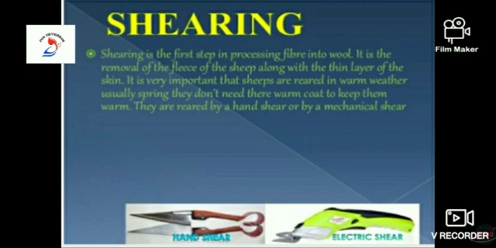It is the removal of the fleece of the sheep along with a thin layer of the skin. It is very important that sheep are sheared in warm weather, usually spring, because they don't need their warm coat to keep them warm. They are sheared by a hand shearer or by a mechanical shearer.